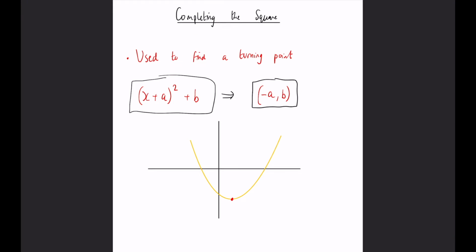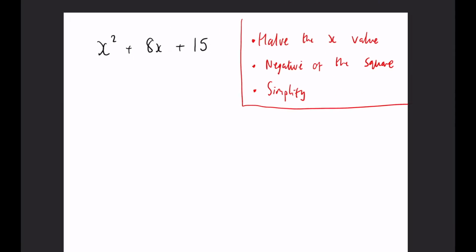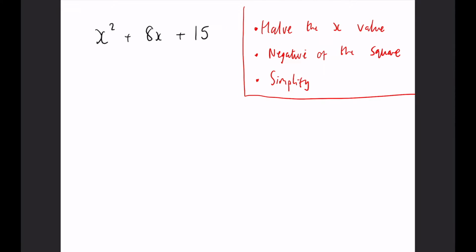So let's have a look at an example. Let's say we've got the quadratic x squared plus 8x plus 15. I've got some bullet points on the right hand side. These are the steps we're going to want to take. It's a bit of a weird method, but once you have enough practice and you remember it, it's not too bad at all. We start off by halving the x value, and that goes within the squared bracket. So straight away we go to something that looks somewhat like our answer.